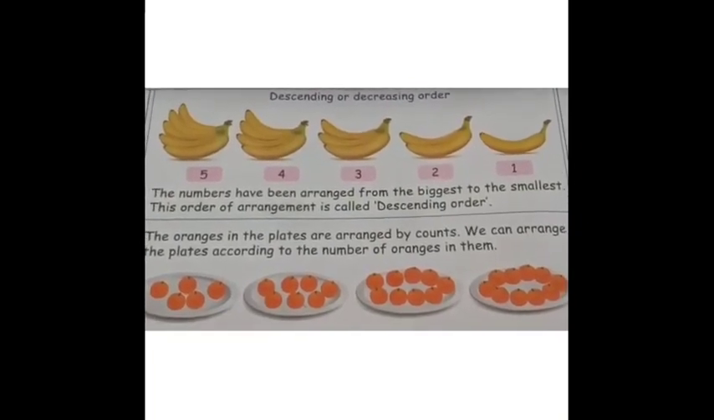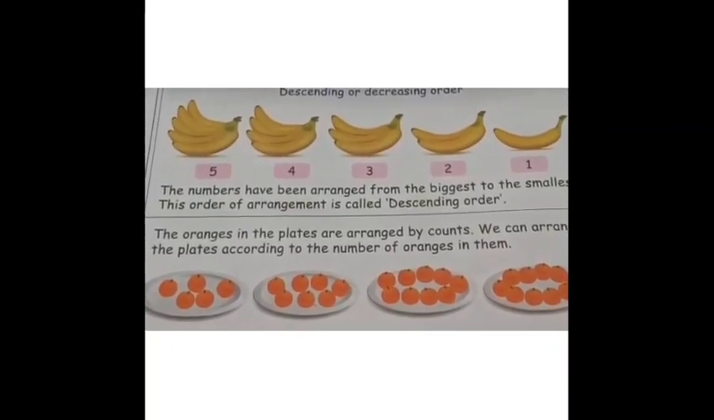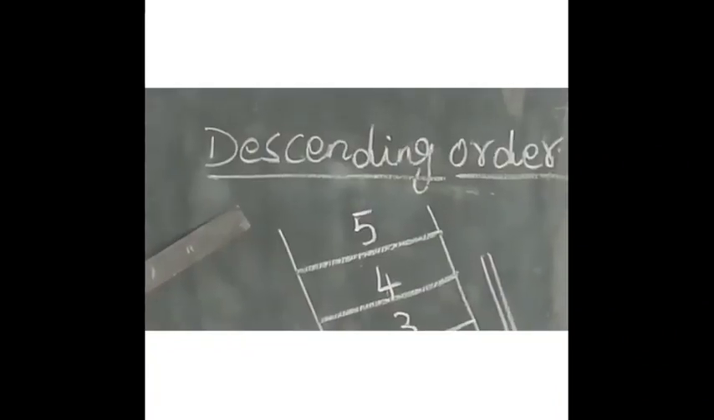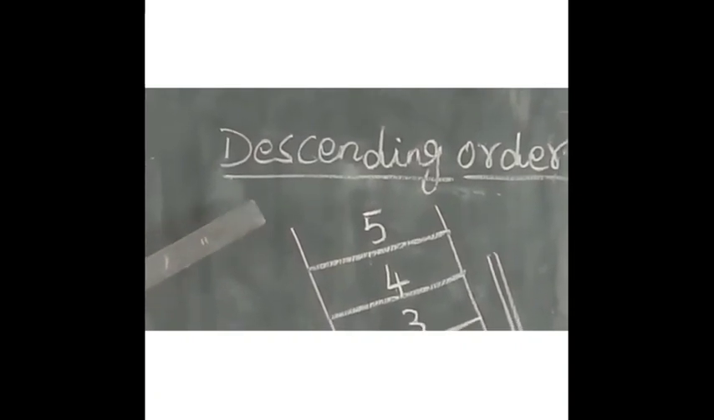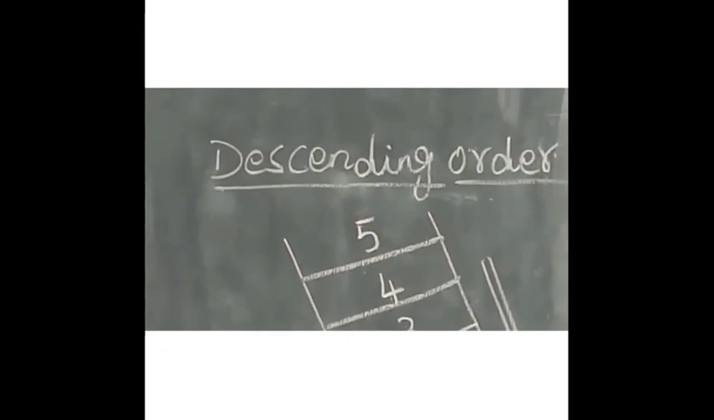Next, let us see descending or decreasing order. It means இறங்கு வரிசை. Look at the board, children. The numbers from the biggest to the smallest are called descending order. For example, numbers from 10 to 1 are called descending order.